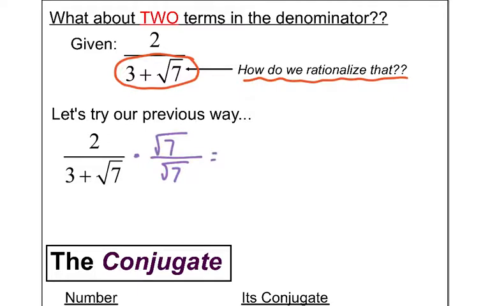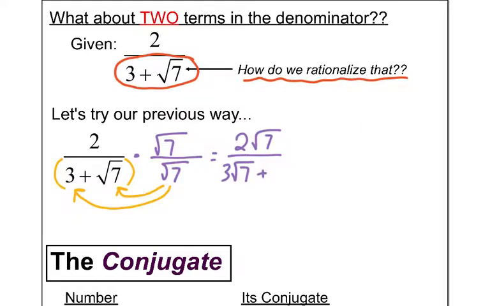Okay. On top, we get 2 times radical 7. Cool. Now, on the bottom, because there are 2 terms here, we have to use our distributive property and multiply into both pieces. Okay, that's not terrible. 3 times the root 7 is just literally 3 times root 7, plus root 7 times root 7 gives you root 49, or 7. Oh, yay, that radical goes away. Oh, no, that didn't. So by multiplying by the same method as before, just the root 7 over root 7, we kind of got rid of one, but then we created a new problem.